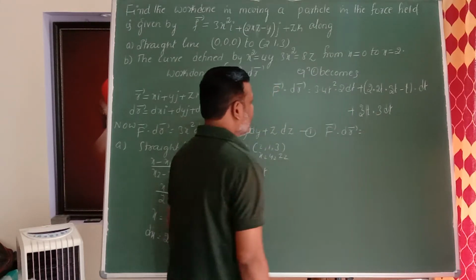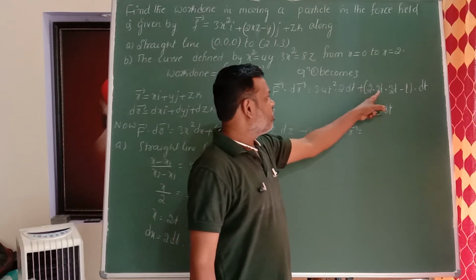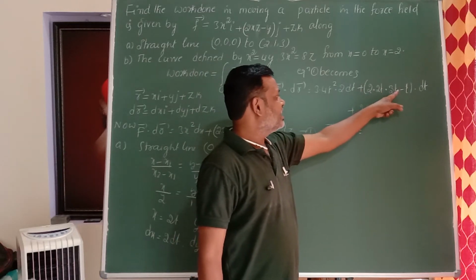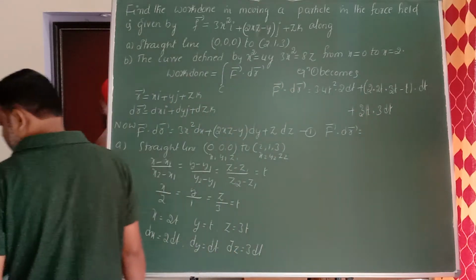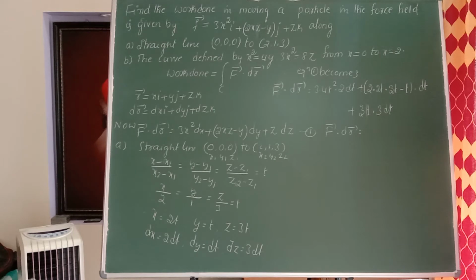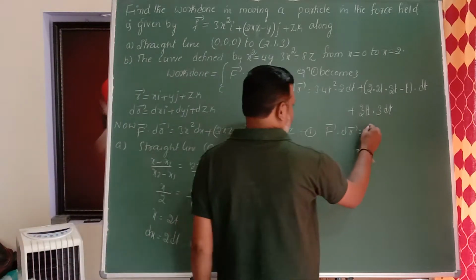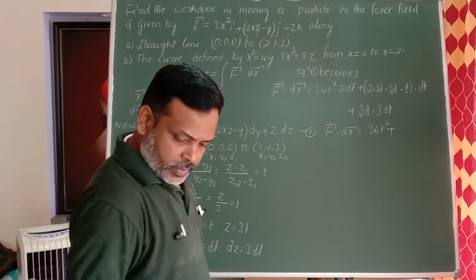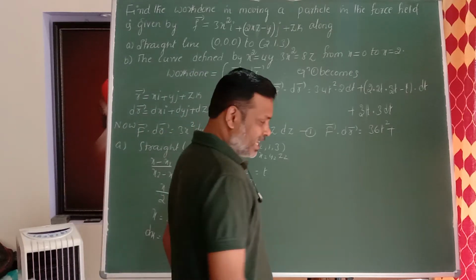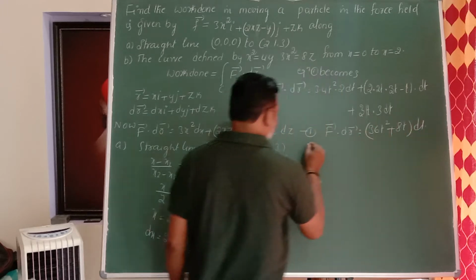By multiplying, 3 2s are 6... 3 fours are 12, 12 into 2, that is 24t square dt, plus 2 2s are 4t into 3t, that is 12t square, minus t into dt, plus 3 3s are 9t into dt. After simplification, the final answer you will get is 36t square plus 8t into dt. This is what we have. Now we have to find out the integral.